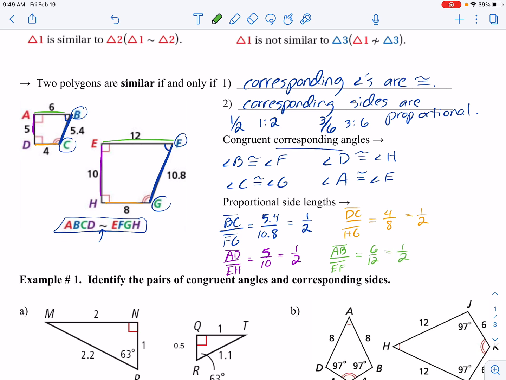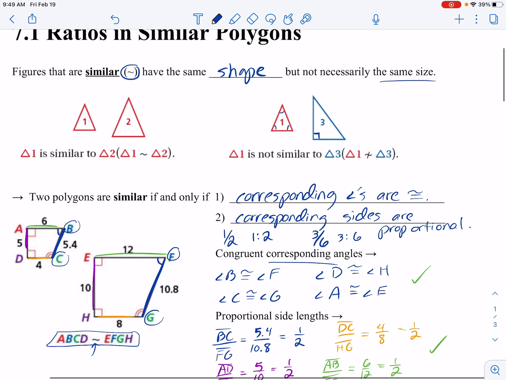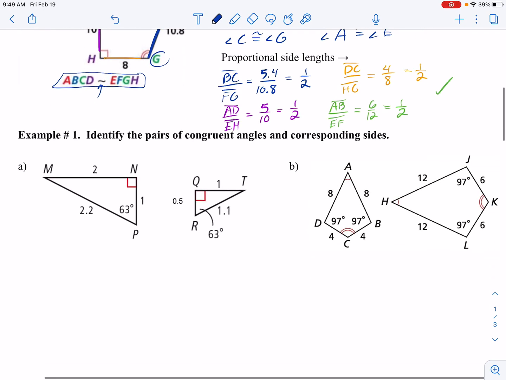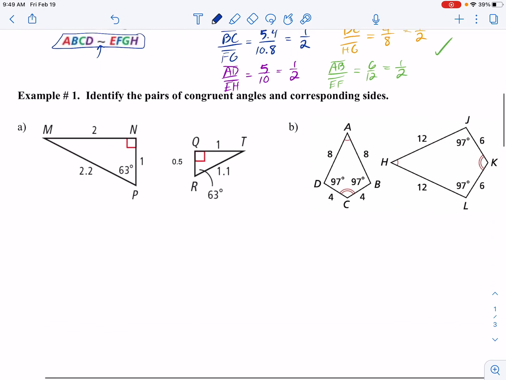So as you can see, all the side lengths are proportional, all the corresponding angles are congruent. These two polygons are similar. Same shape, but a different size. All right, we're gonna do the same thing down here in these two examples. We'll do the first example together again. Identify the pairs of congruent angles and the corresponding sides.